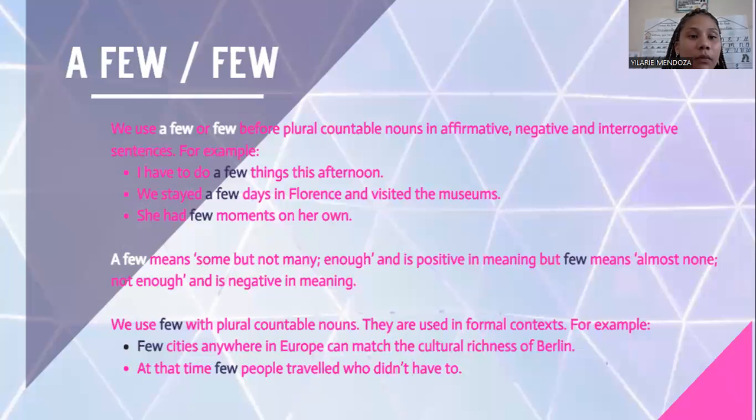A few, few. We use a few or few before plural countable nouns in affirmative, negative, and interrogative sentences. A few means some, but not many, enough, and is positive in meaning. But few means almost none, not enough, and is negative in meaning. We use few with plural countable nouns. They are used in formal contexts.